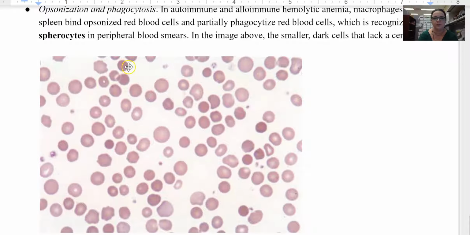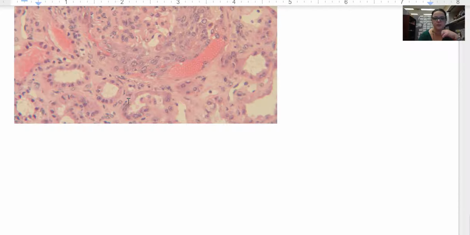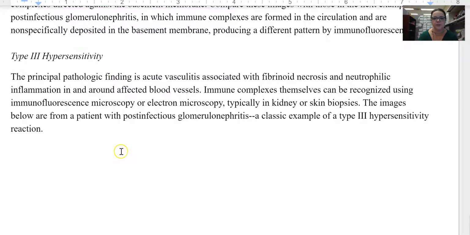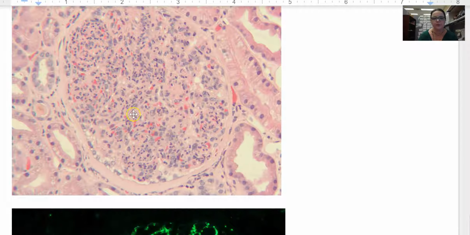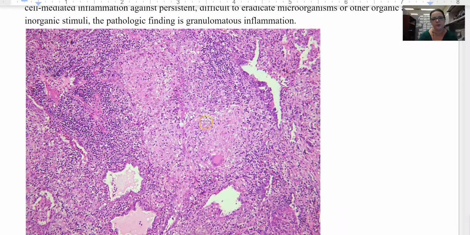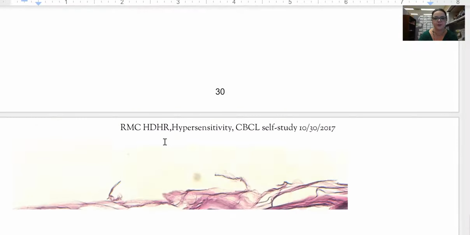Same with type 2 hypersensitivity. He talks about the different cell types that you should be able to recognize, and different types of inflammation and dysfunction that you might see. And then type 3, here's type 3, and he gives you an example of vasculitis here. And then here's type 4, and here you're actually seeing the destruction and the granulomatous inflammation that's associated with T cell activation. And that's it.